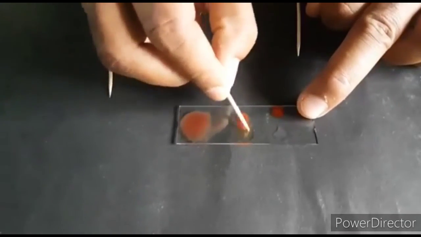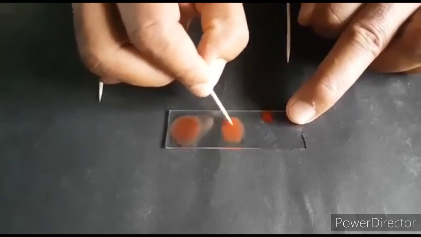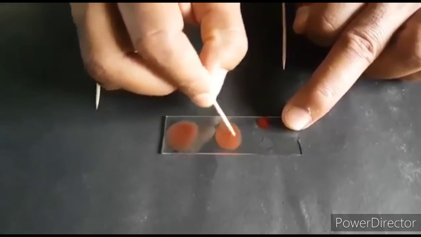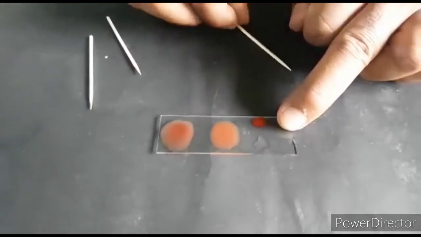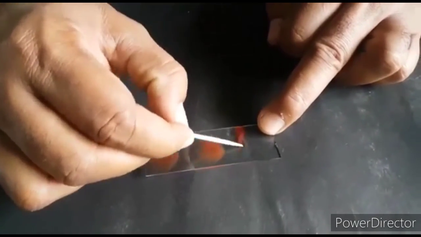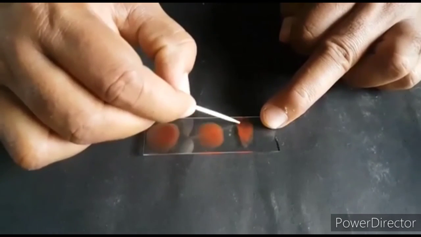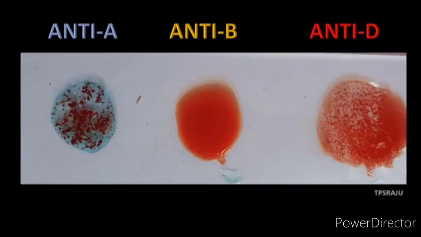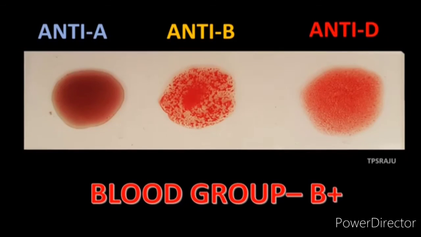Then mix the blood with another drop, which is anti-B. If this drop also agglutinates, then we can confirm the blood sample is AB. If the sample is agglutinated in anti-D also, then we recognize it as AB positive. But here the sample taken is A positive.